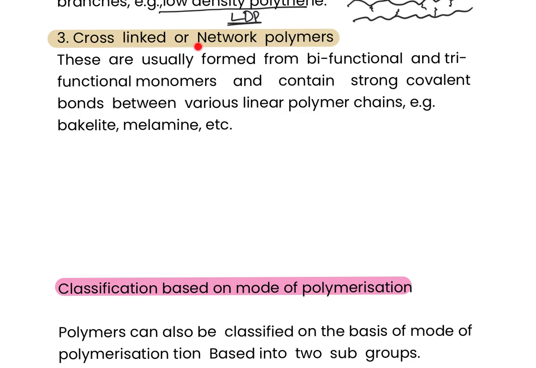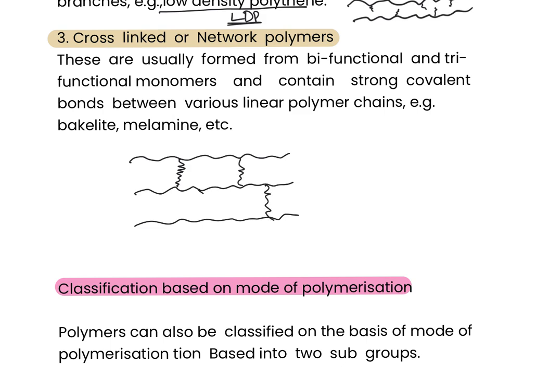Next, cross-linked polymers or network polymers. These are usually formed from bifunctional groups, meaning two functional groups, any of them maybe hydroxy, carboxylic or amine group, and trifunctional groups, meaning more than two, such as hydroxy, aldehyde, like this. There are strong covalent bonds between various linear polymer chains. Examples: bakelite, melamine, etc. This can be represented as: this is a linear polymer, this is also a linear polymer, this is also a linear polymer. In between these we have the cross-linking. Due to this cross-linking, it looks like a network, therefore also known as network polymers. It is like a volleyball net, therefore this is a cross-linked polymer. Examples are bakelite, melamine.